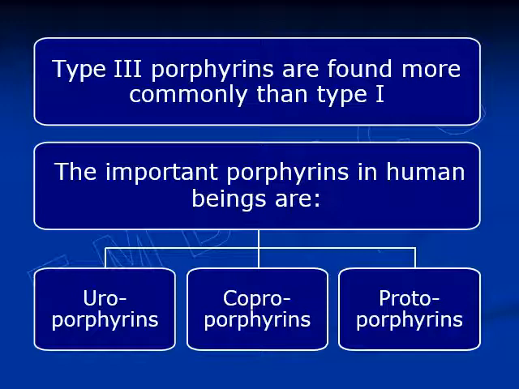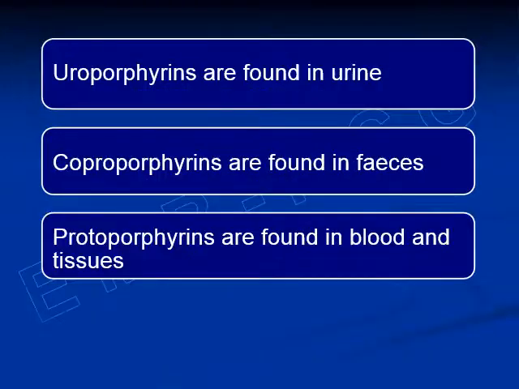In humans, the important porphyrins are of three kinds: uroporphyrins, coproporphyrins, and protoporphyrins. Keep that in mind. Uroporphyrins are found in urine. Copro refers to fecal material, so coproporphyrins are found in feces. Protoporphyrins are found in blood and tissues.